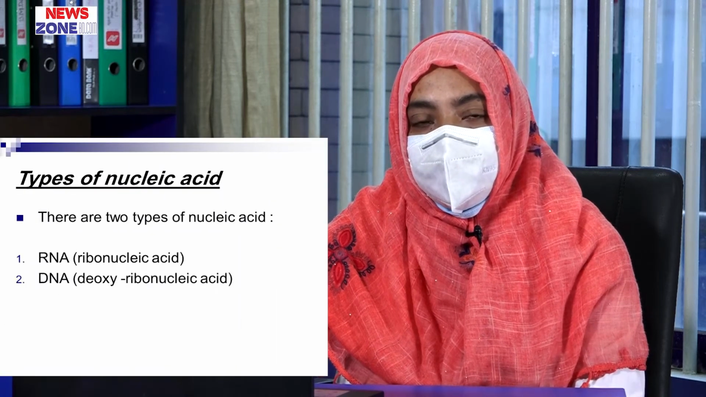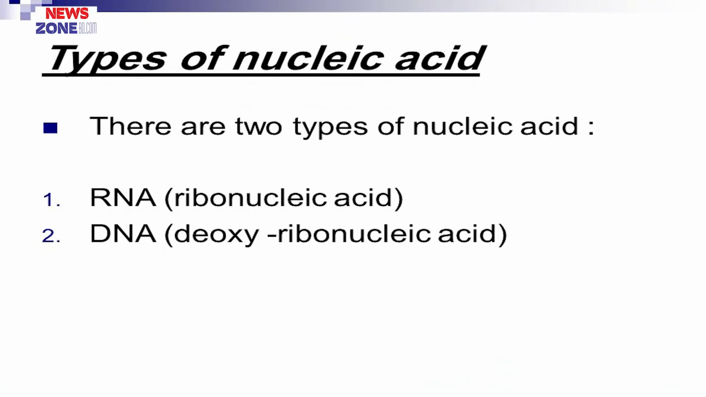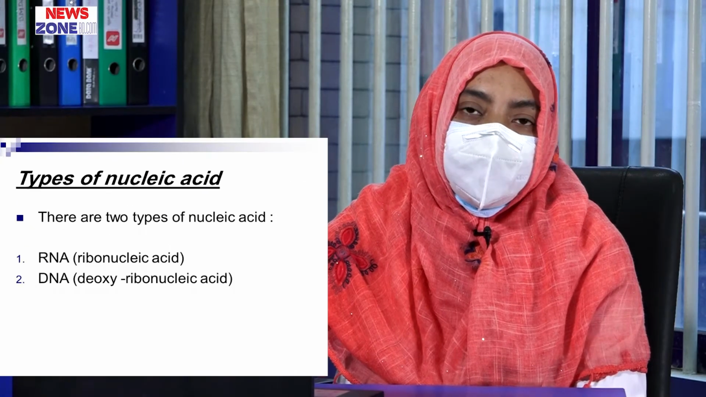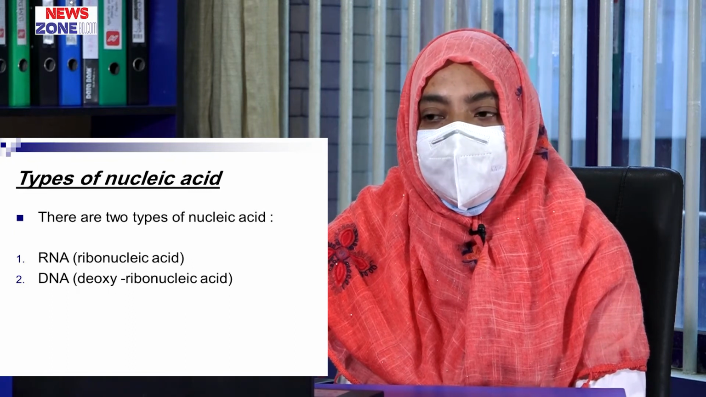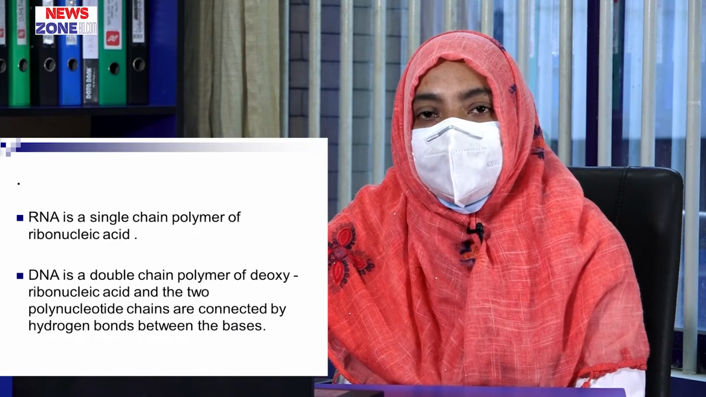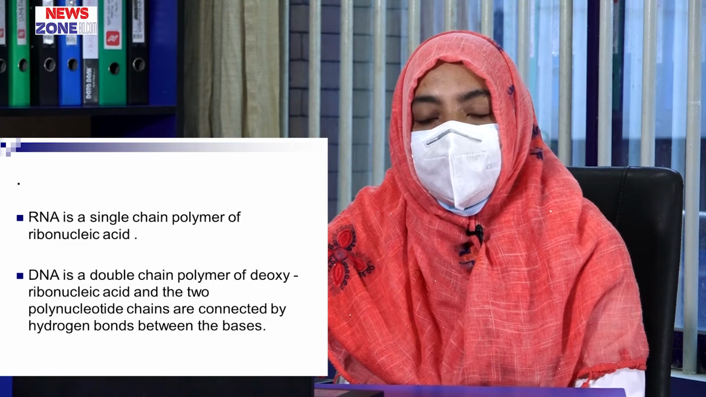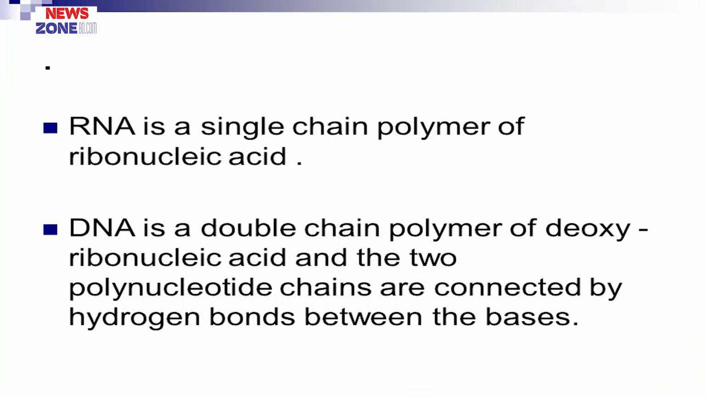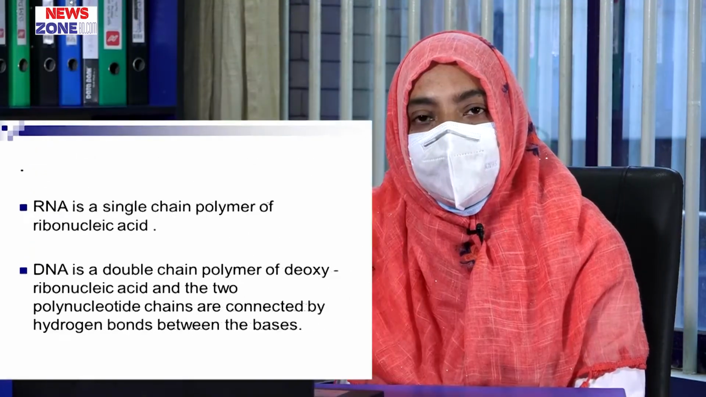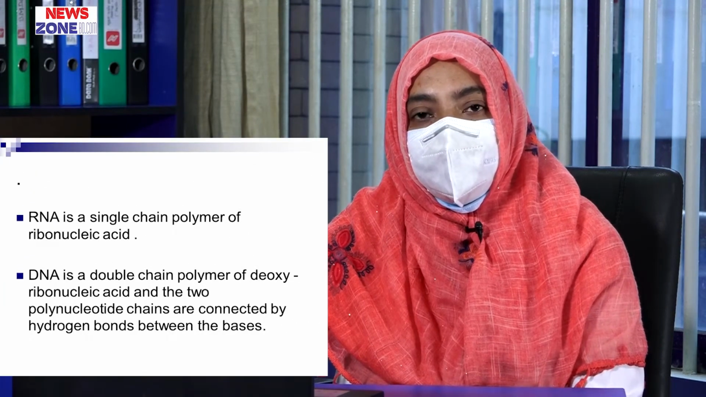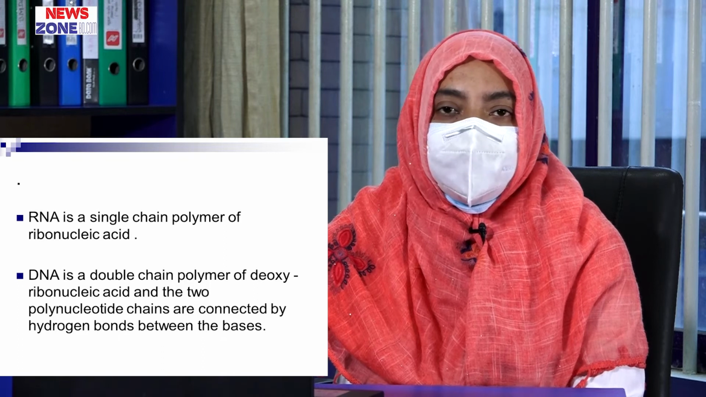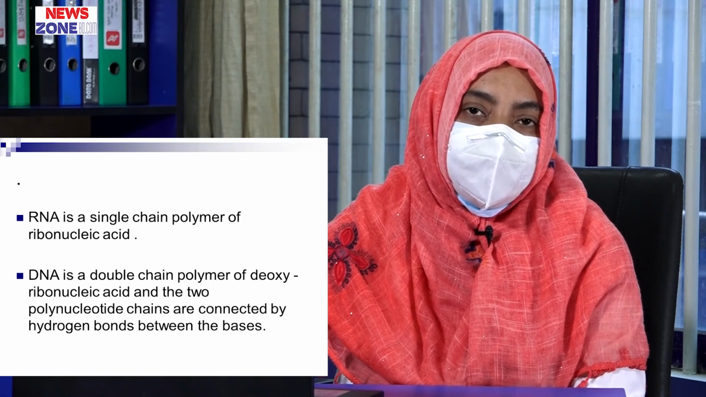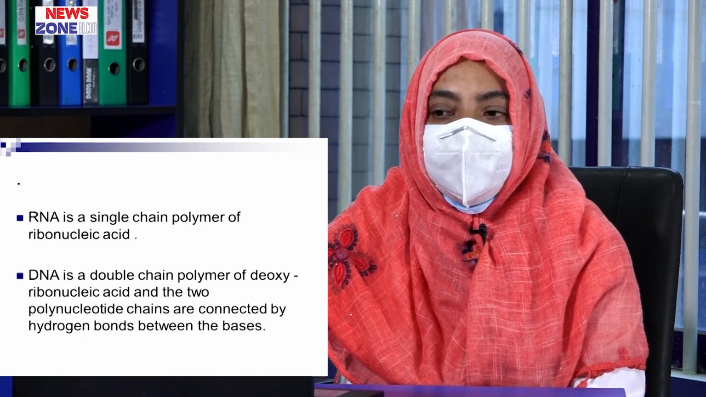There are two types of nucleic acid. One is ribonucleic acid or RNA, and the second one is deoxyribonucleic acid or DNA. RNA is a single chain polymer of ribonucleotides, and DNA is a double chain polymer of deoxyribonucleotides, and here the two chains are connected to each other by hydrogen bond between the bases.